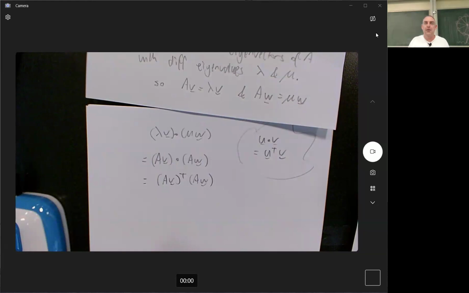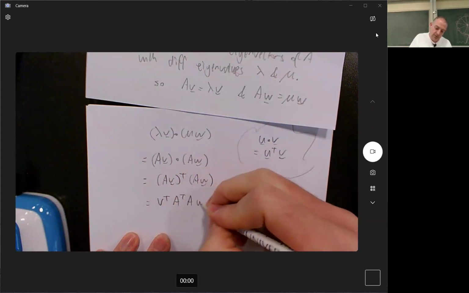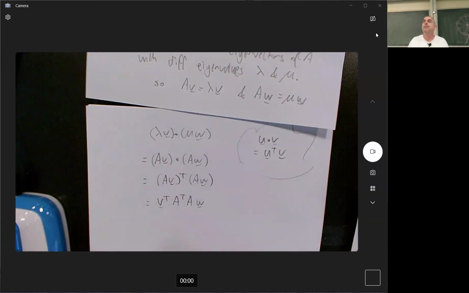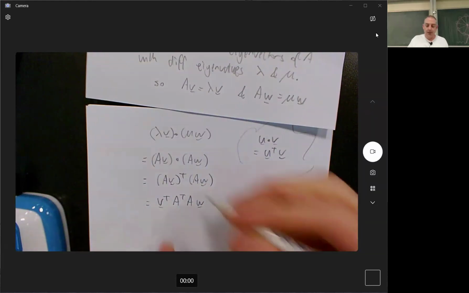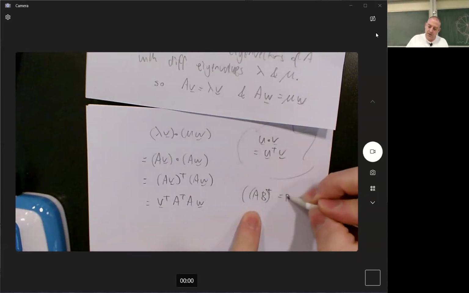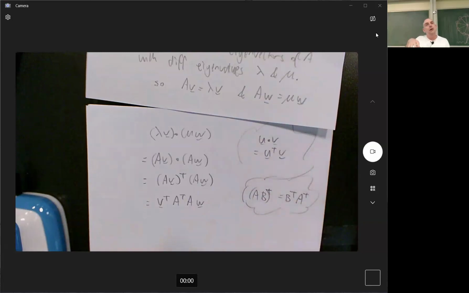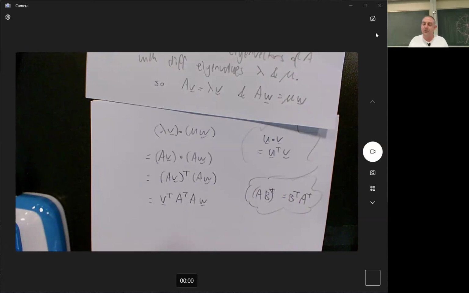And the other thing I know about how transposes work is that when you pull the transpose inside a multiplication, you have to switch the order. And so this becomes V transpose A transpose AW. Like AB transpose is the same as B transpose A transpose. So you can expand transposing across matrix multiplication, but only if you reverse the order.